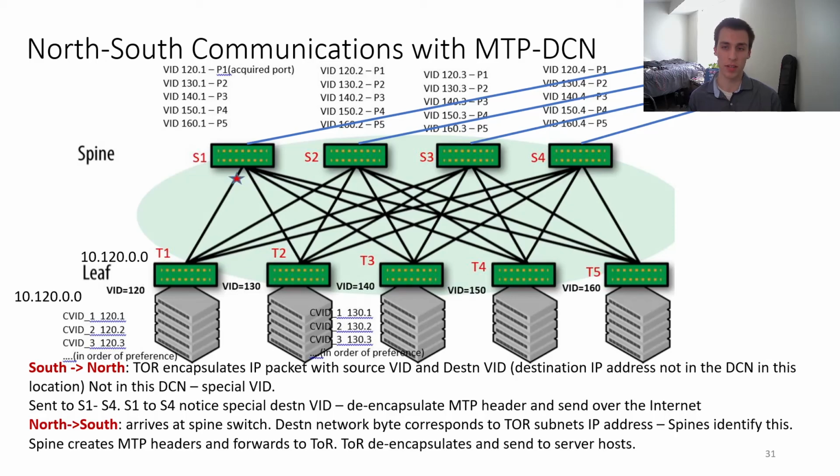We'll also work on a topology that routes traffic to and from a private network outside of the pod. This north-south communication is handled by the spine switches. If the traffic is traveling south to north, the spine switch will de-encapsulate the MTP header received from the ToR switch and send over the internet. If the traffic is traveling north to south, the spine switch will identify the destination network byte and find the corresponding ToR subnet to route it to. Before it sends a packet to the ToR, it will encapsulate the packet with an MTP header.